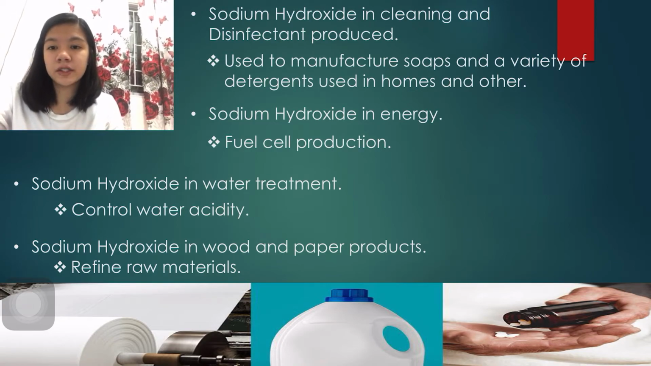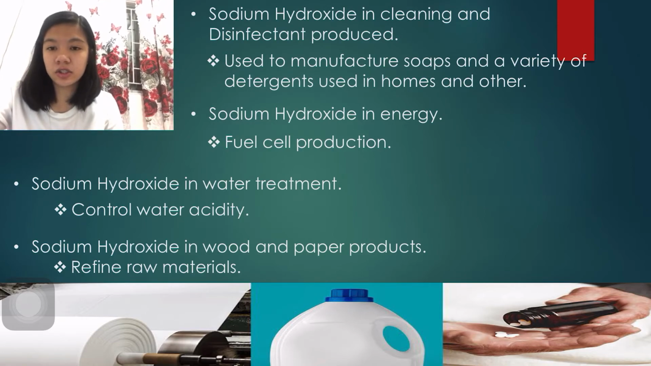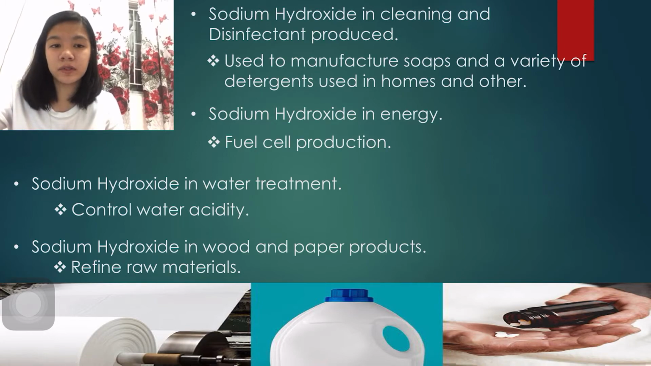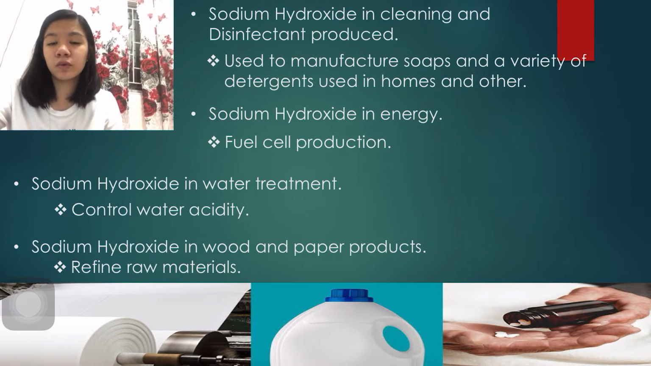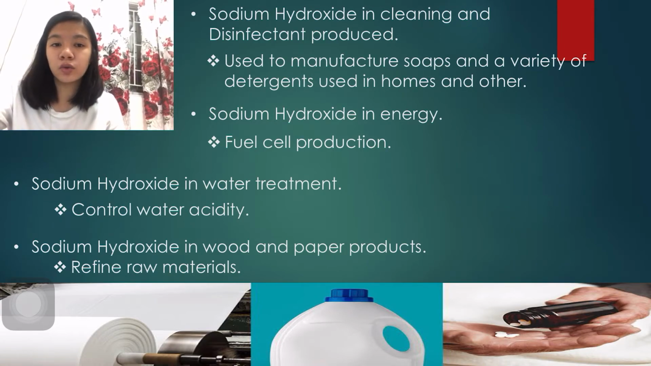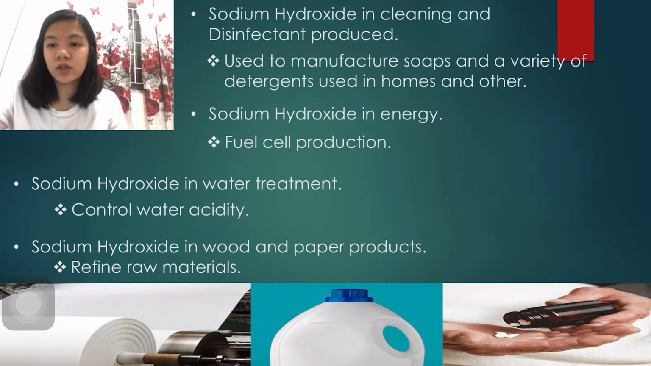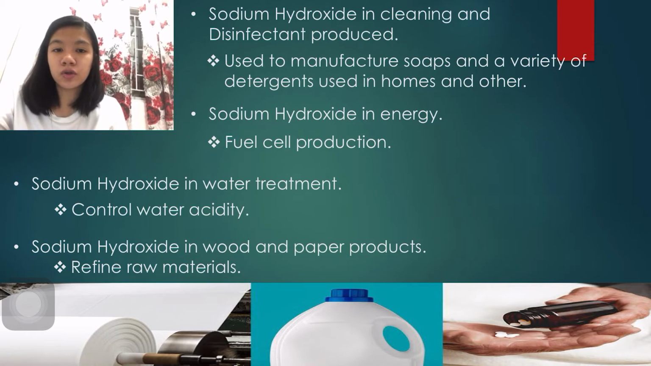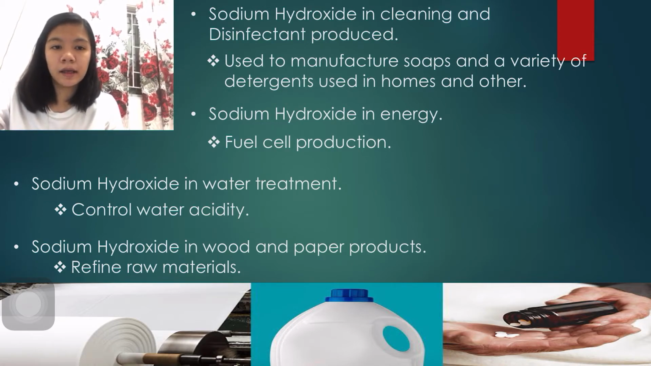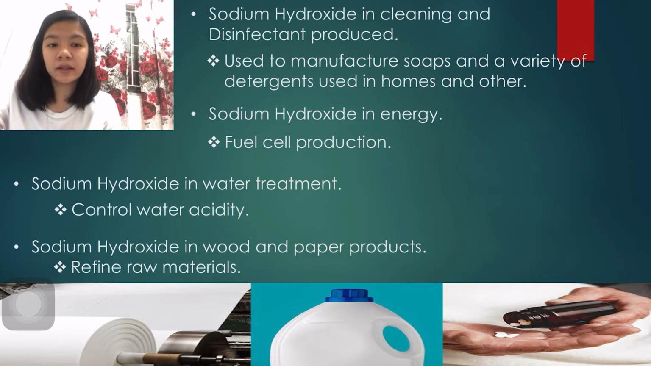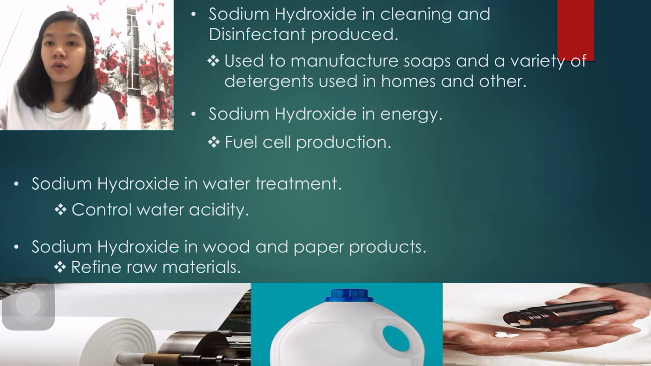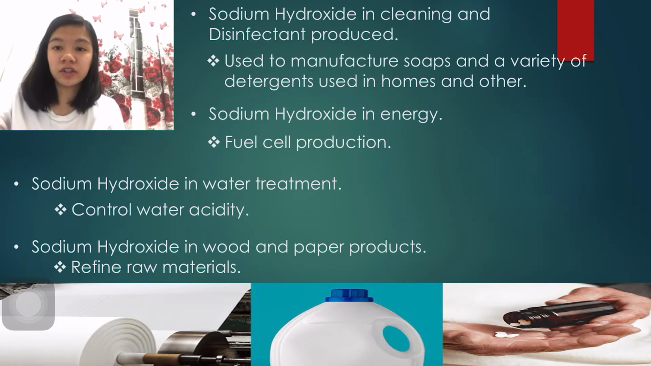Sodium hydroxide is also used in energy. An example of this is fuel cell production. Fuel cells work like batteries, cleanly and effectively. Then sodium hydroxide in water treatment. It controls water acidity. It helps remove heavy metals from water, and caustic soda is also used to produce sodium hypochlorite, or what is called the water disinfectant.